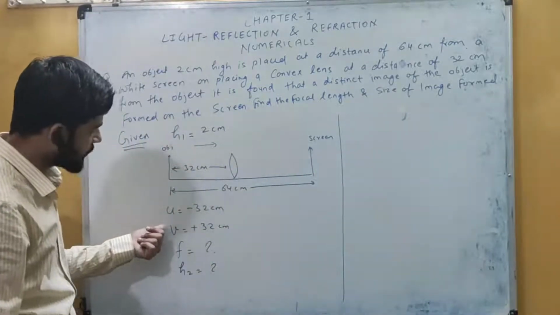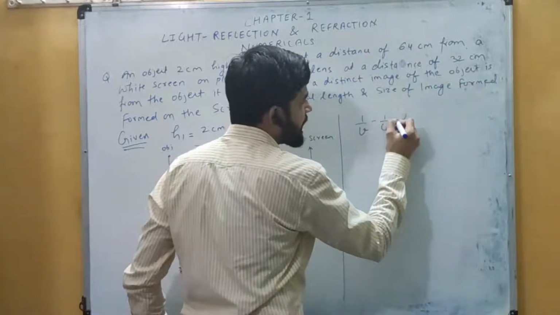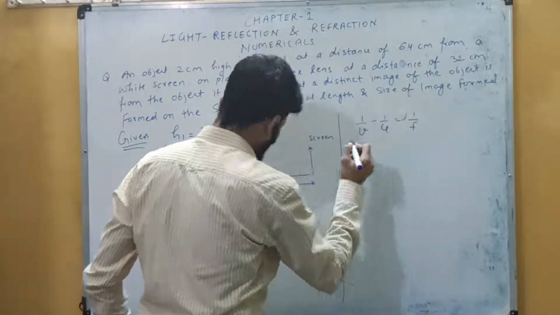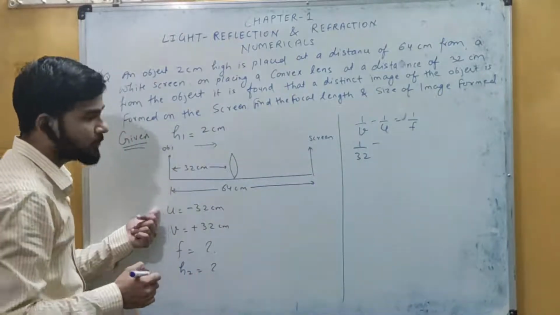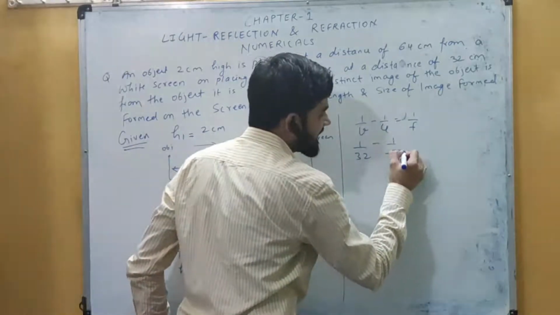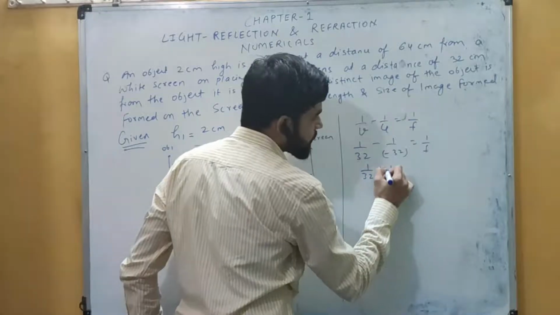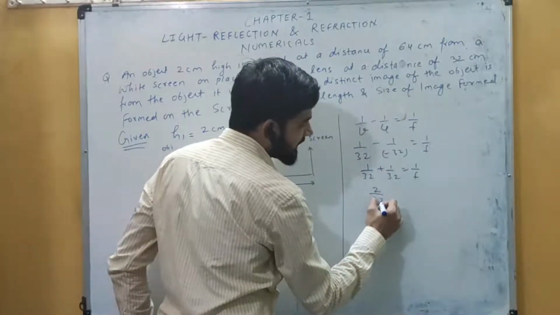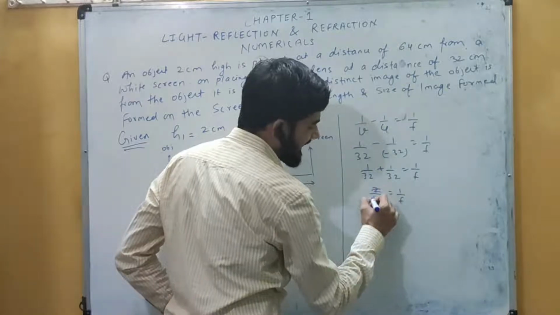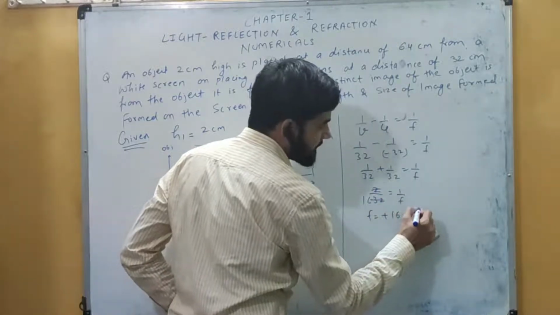We have object distance u and image distance v. We have the lens formula 1 upon v minus 1 upon u is equal to 1 upon f. What is the value of v? Is equal to plus 32 minus value of u, 1 upon minus 32 is equal to 1 by f. So we write 1 by 32 plus 1 by 32 is equal to 1 by f. We write it as 2 by 32 is equal to 1 by f. We write it to be 16. So f is equal to plus 16 centimeter.